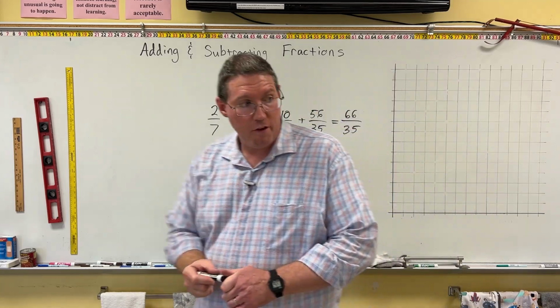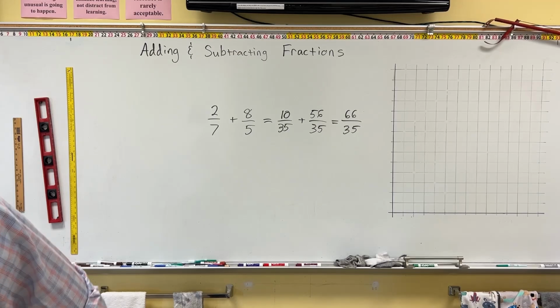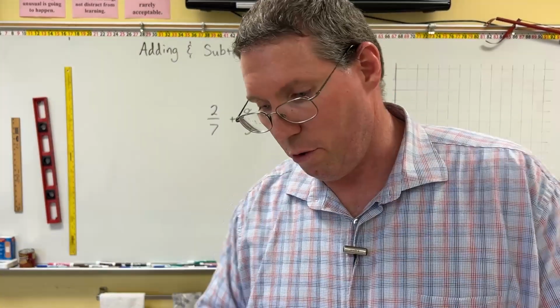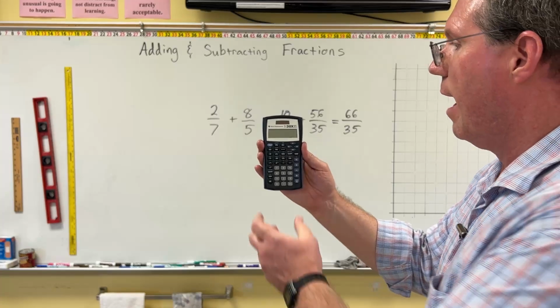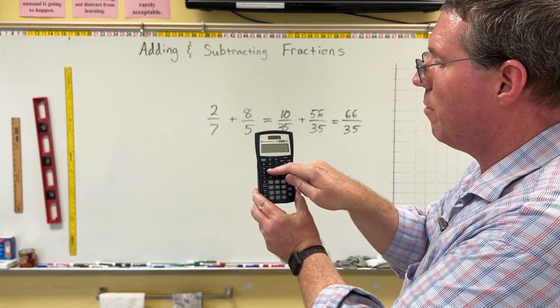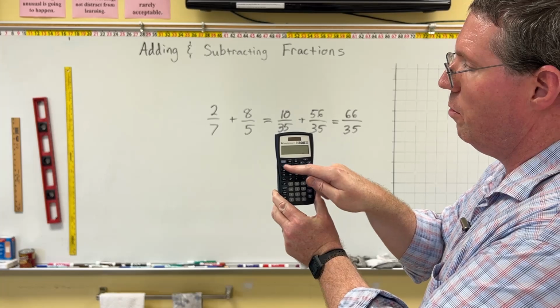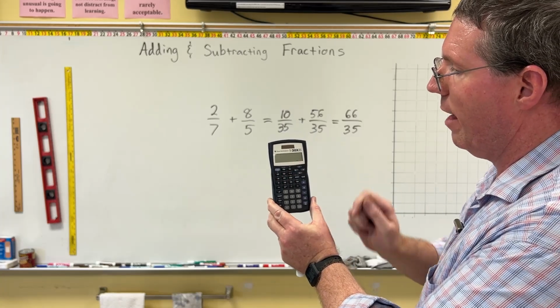Now, if you have one of these scientific calculators, it can actually do this for you. If you have one of these calculators, you're going to use this button right here. I call it the slash button. It's in the 3rd row, 2nd column. It's next to the LN button.